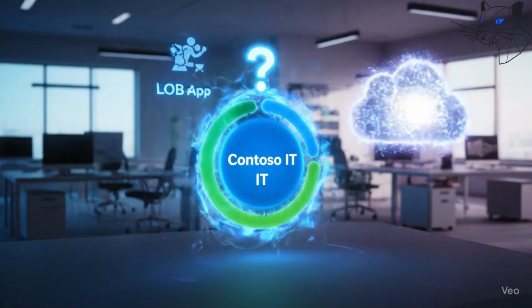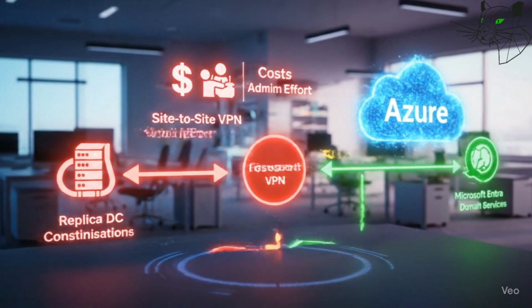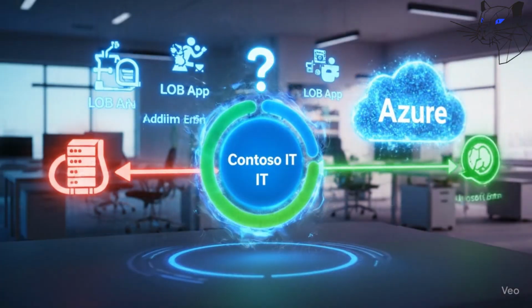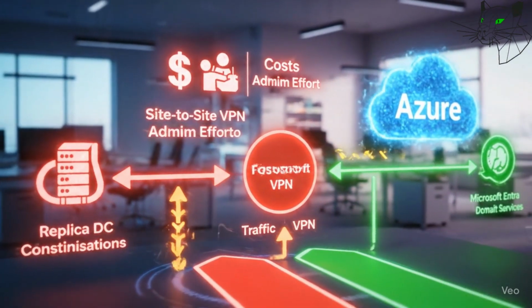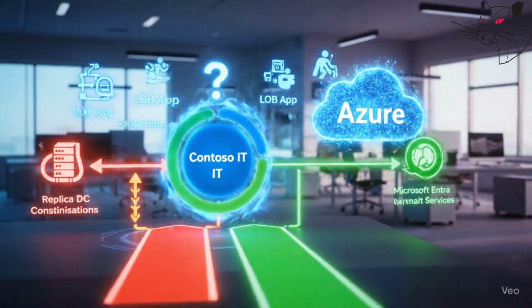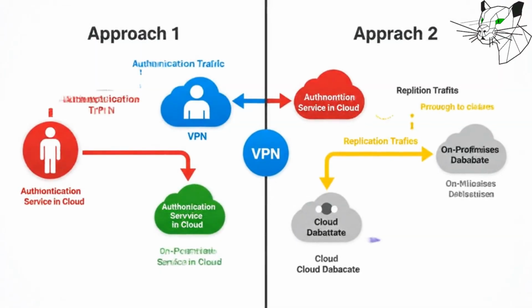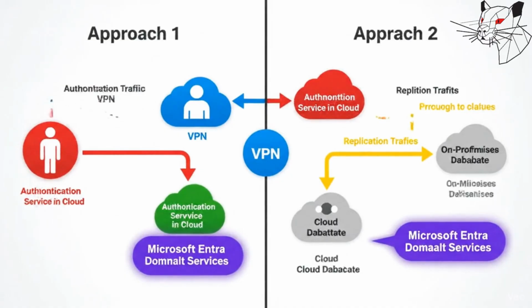To satisfy this need, the Contoso IT team can choose to implement a site-to-site virtual private network (VPN) between your local infrastructure and the Azure IaaS. Or deploy replica domain controllers from your local ADDS as VMs in Azure. However, these approaches can entail additional costs and administrative effort. Also, the difference between these two approaches is that with the first option, authentication traffic crosses the VPN. In the second option, replication traffic crosses the VPN and authentication traffic remains in the cloud. Microsoft provides Microsoft Entra domain services as an alternative to these approaches.